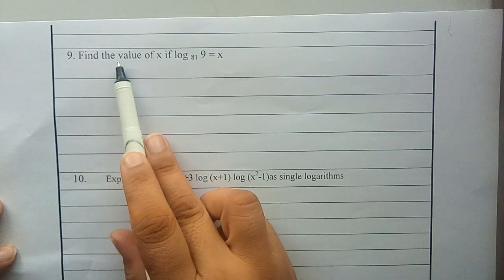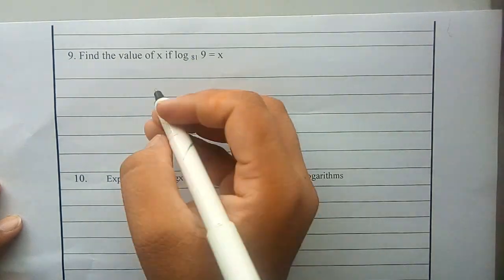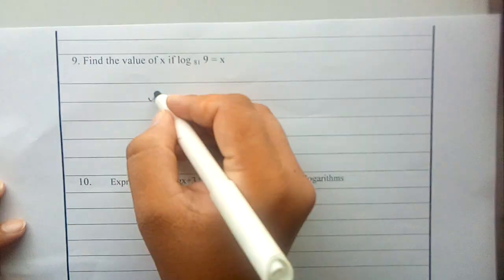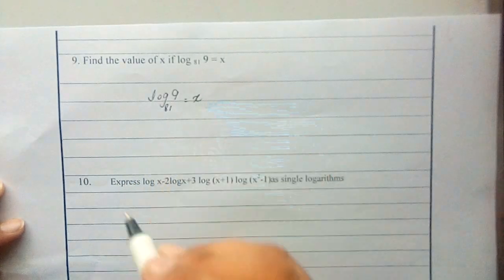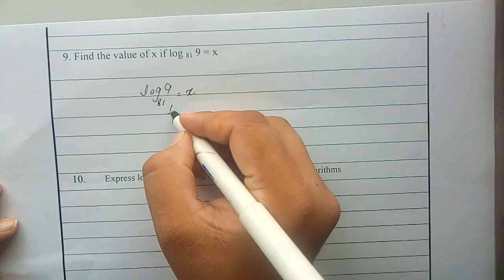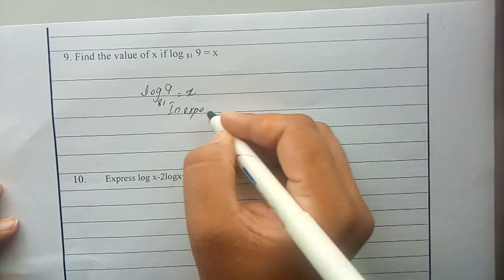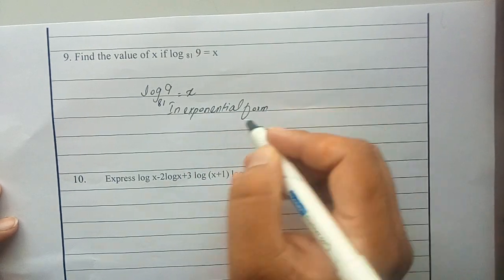Next, question number 9 is, find the value of x if log of 9 to the base 81 equals to x. It is given that log of 9 to the base 81 equals to x. Writing in exponential form, how do we write it in that form?